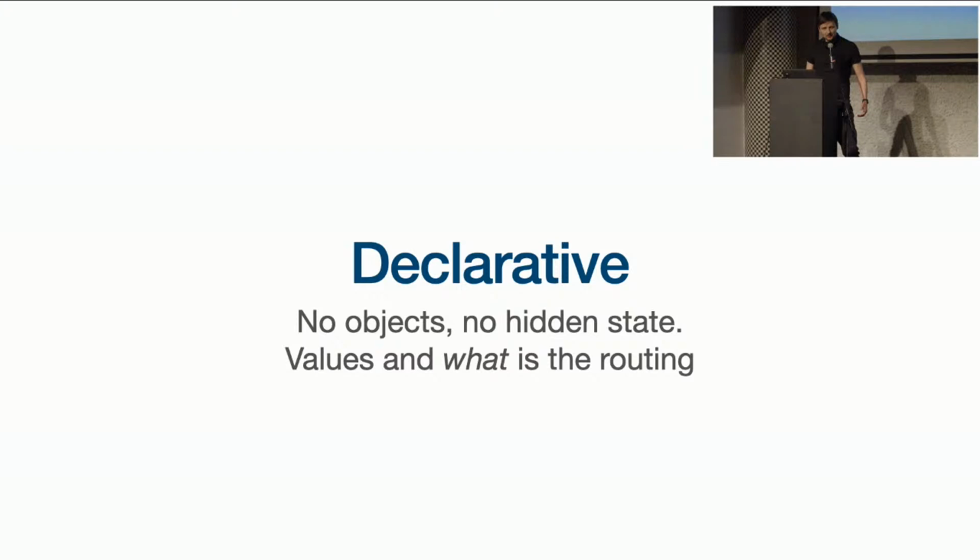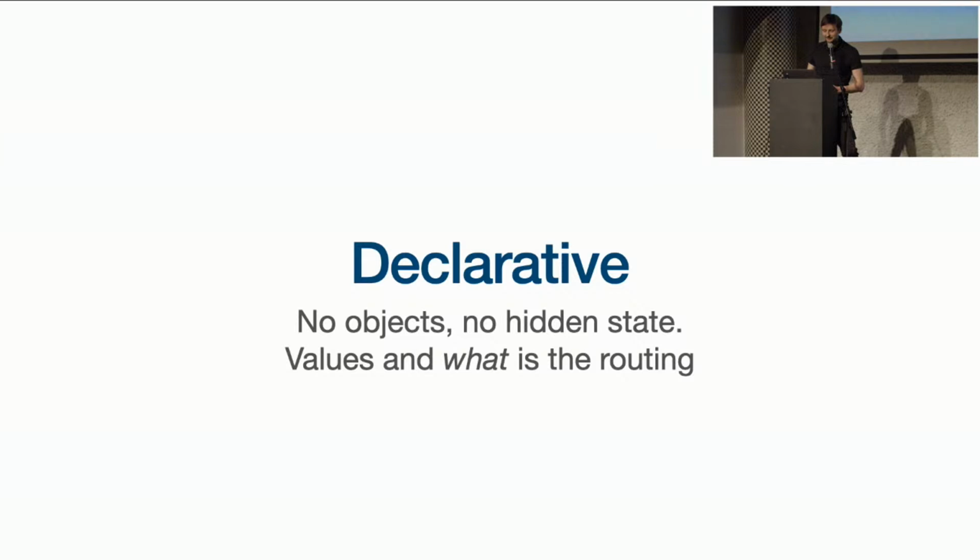My ideal server would be declarative. It's not the case today. When we write a server, we have to initialize an object, which is like a hidden state, and use imperative methods on it. For example, in Express, you add something or invoke the get method. So there's hidden state, we don't operate on values, and we don't really know what the routing is. We define how it works, and that's not ideal for my ideal server.